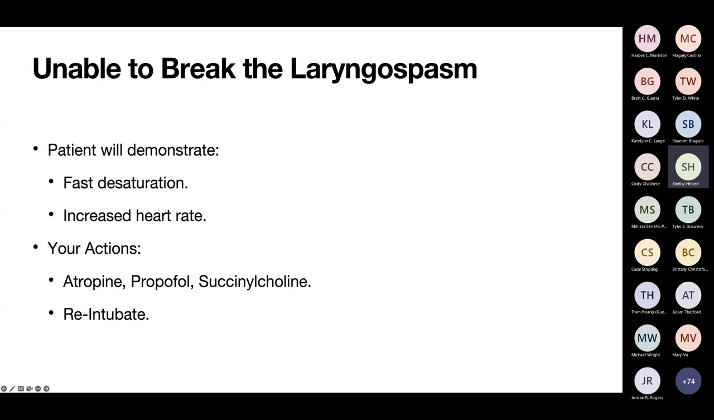So actions from your standpoint, you can give atropine to try and increase the heart rate, but really it's going to come back to just getting them oxygenated. But atropine, propofol for sedation, hoping to break the laryngeal spasm, and finally succinylcholine. And usually when the sux dose is given, it works pretty quickly. But something for you to think about is you're not giving a full dose of succinylcholine.